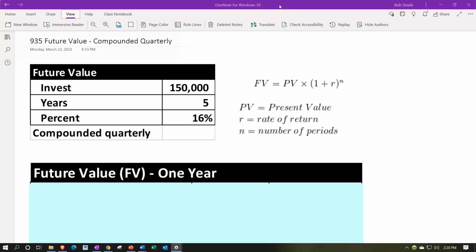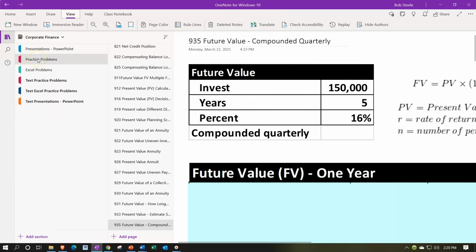Here we are in OneNote. If you have access to OneNote and would like to follow along, you're not required to, but if you would like to, we're in the tab on the left-hand side. We're in the practice problems area, and then down here in the 935 future value compounded quarterly tab.